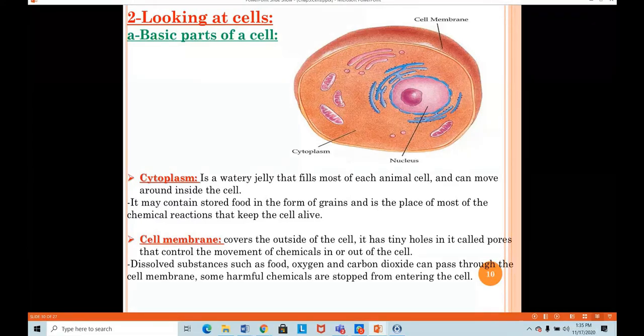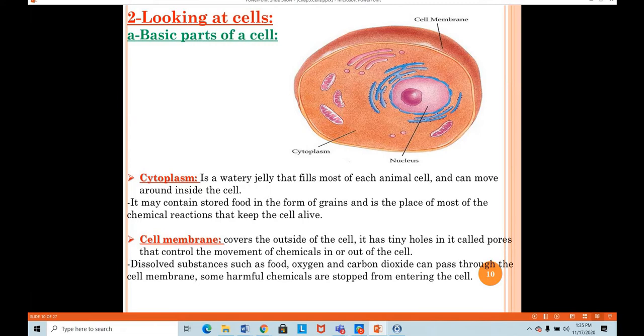Okay. So the cell membrane covers the outside of the cell. It has tiny holes in it called pores that control the movement of chemicals in or out of the cell. That is why we call the cell membrane semi-permeable or selectively permeable, meaning it has tiny holes in it which allow the exchange of materials like water, oxygen, mineral ions, sugars. All these are exchanged with the help of the cell membrane into the inside and outside of the cell.